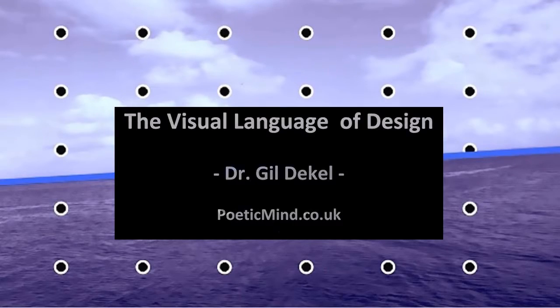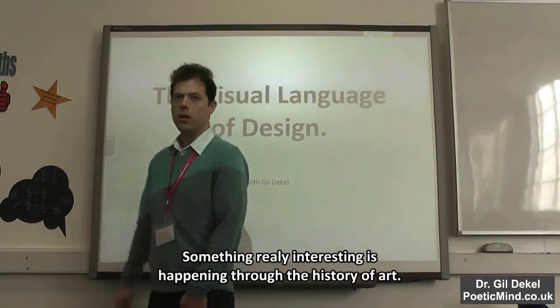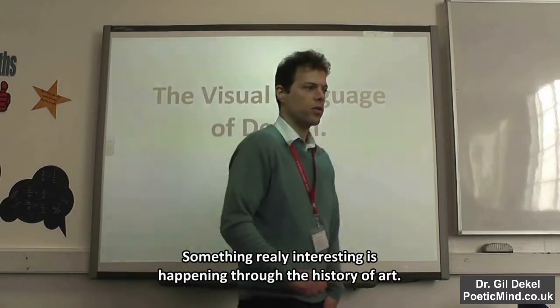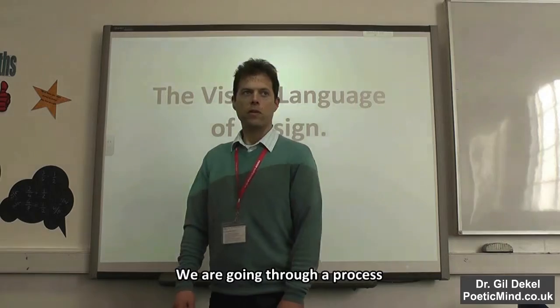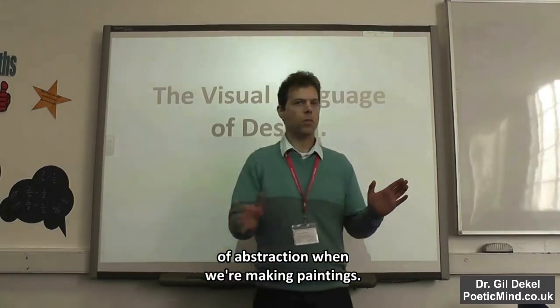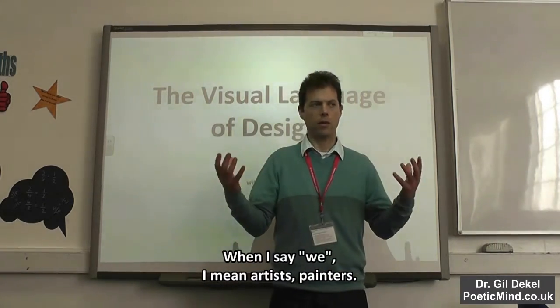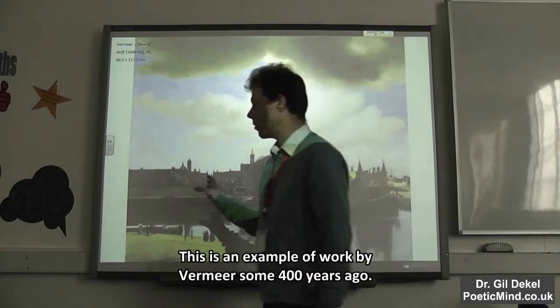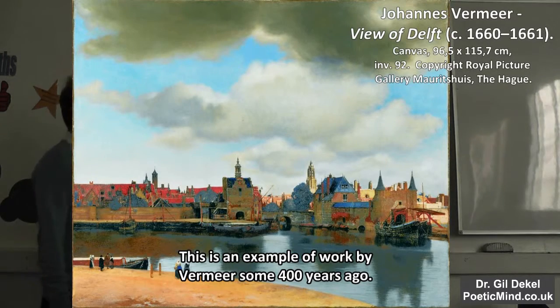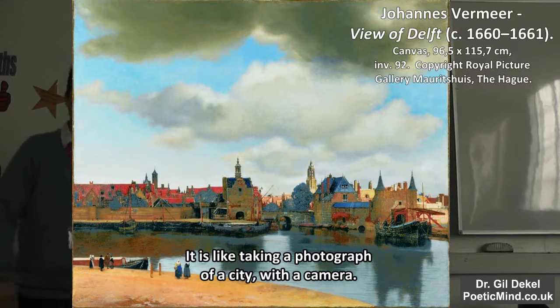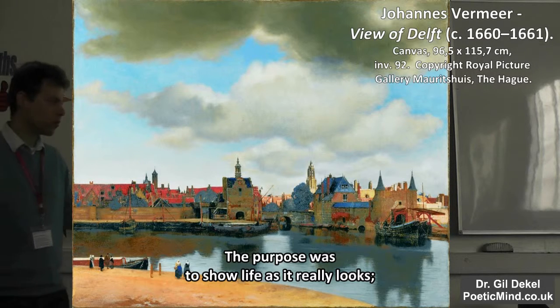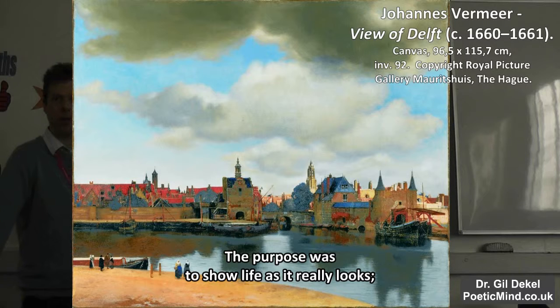Visual language of design. Something really interesting is happening through the history of art. We have been going through a process of abstraction when we're making painting. When I say we, I mean artists, painters. So this is an example of work by Vermeer some 400 years ago. What you will see here is quite realistic painting. It is like taking a photograph with your camera of a city. The purpose was to show life as it really looks.